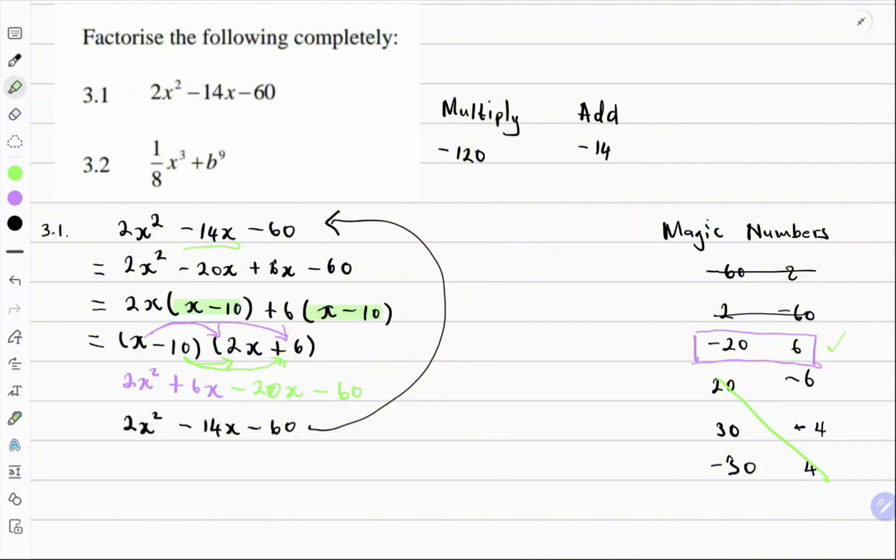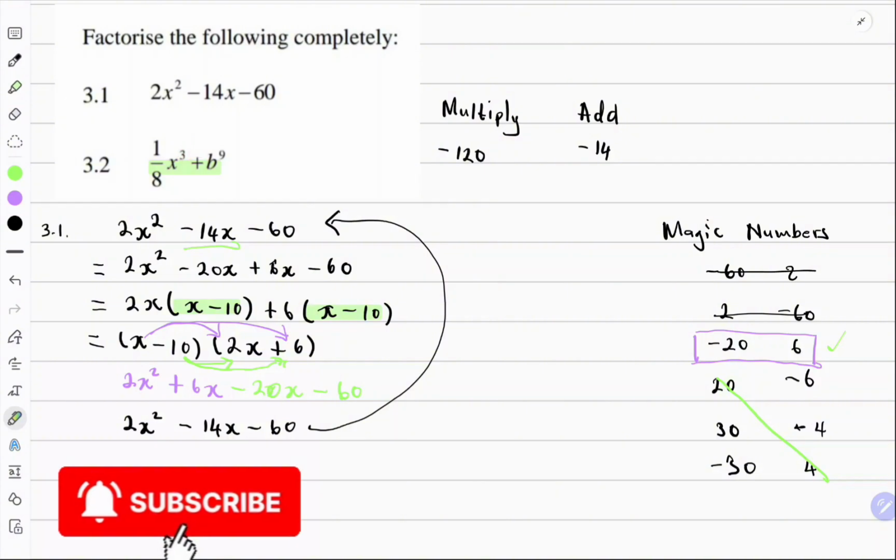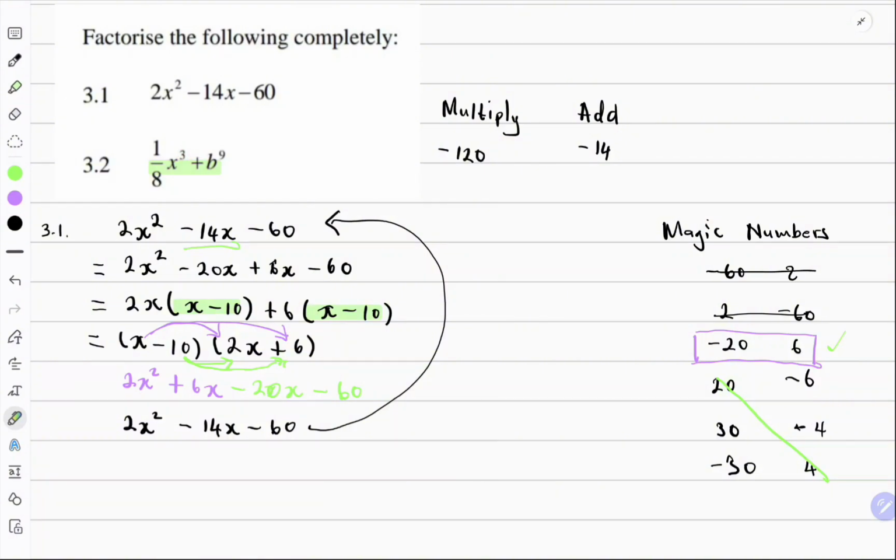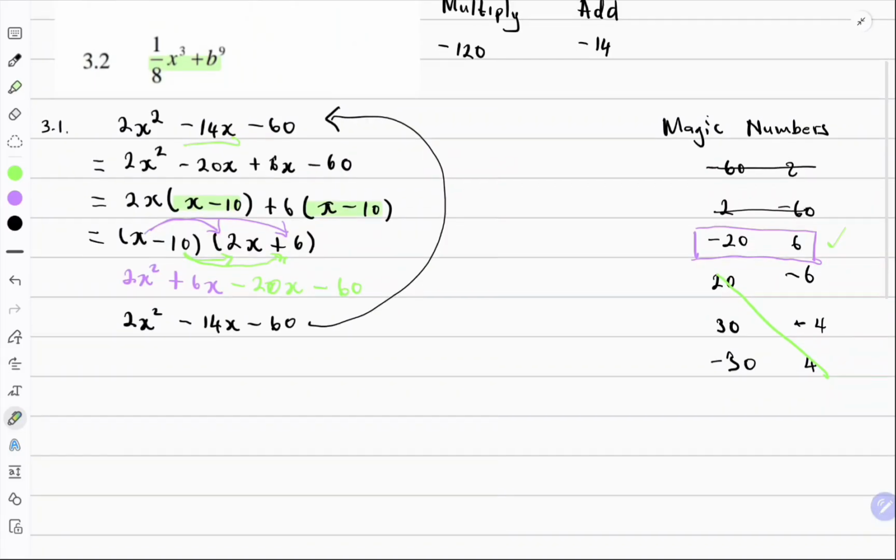So let's have a look at the second question. This question looks relatively complicated because you've got a cube here, you've got a power of 9 here, and there's also an 8 here. But the bottom line is we can see something with a cube, so it already tells us that we need to apply the sum of two cubes. Let's rewrite this so that it's more comfortable to work with.